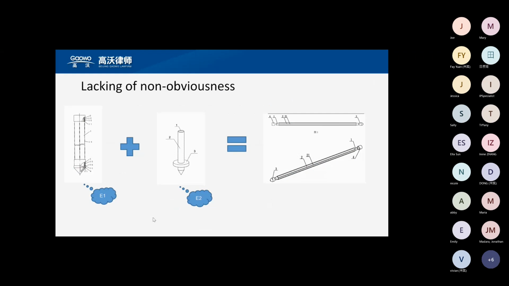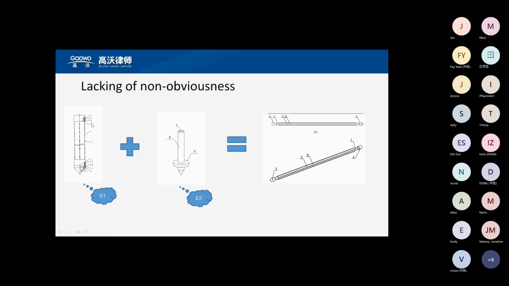Okay, so next, let's move on to the next reason. That is, claim one lacks non-obviousness. I just use evidence one as the closest prior art. From the picture, you can see that this evidence also includes a metal tube number one, and also includes the plastic layer number 1-4. It also includes two caps, number 2 and number 3.